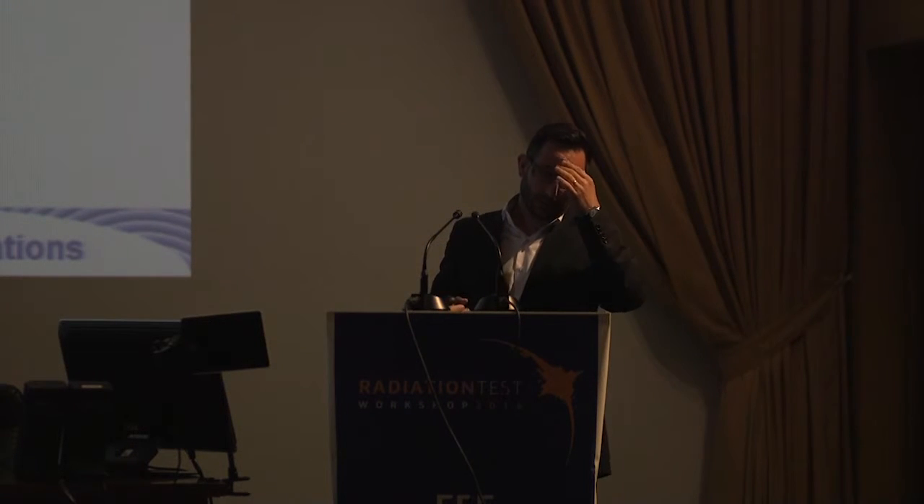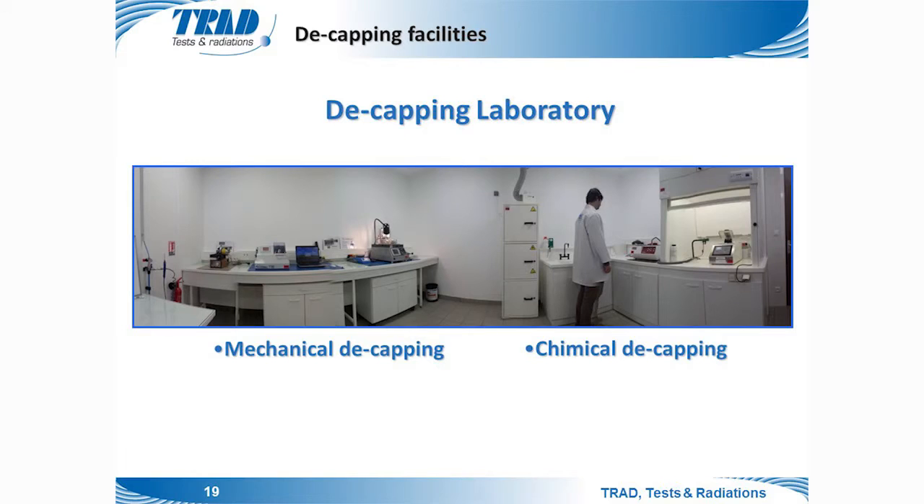So the first thing you have to do in most cases in order to make a single event effect testing is to decap the component. You have to open the component in order to be sure that the heavy ion will reach the die. So the first step is decapping the component.